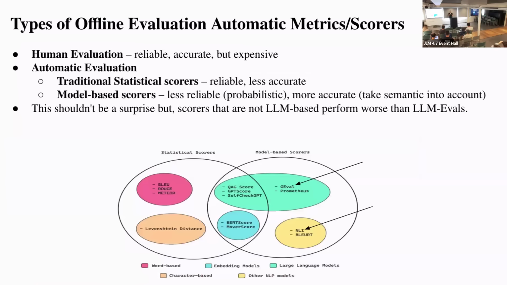Okay, now let's talk about the types of offline evaluation, automatic metrics and scorers. So we want to evaluate offline. And of course, we can use human evaluation, which is reliable and accurate, but the downside is that it's very expensive. That's why we are seeking automatic evaluation. And in automatic evaluation, we have the traditional statistical scores, which are reliable but less accurate. So for example, you can see we have the character base and the word base.